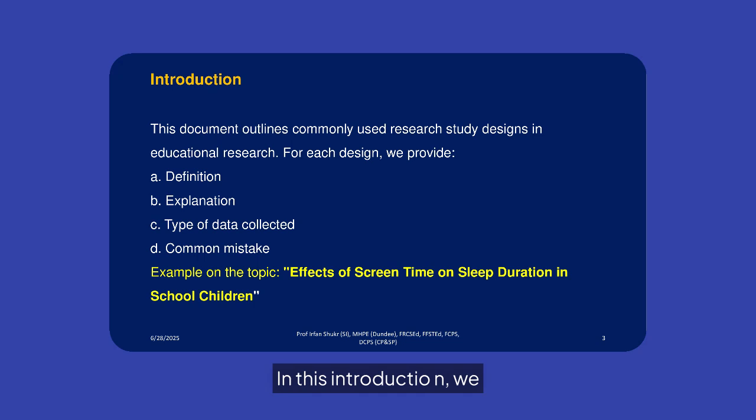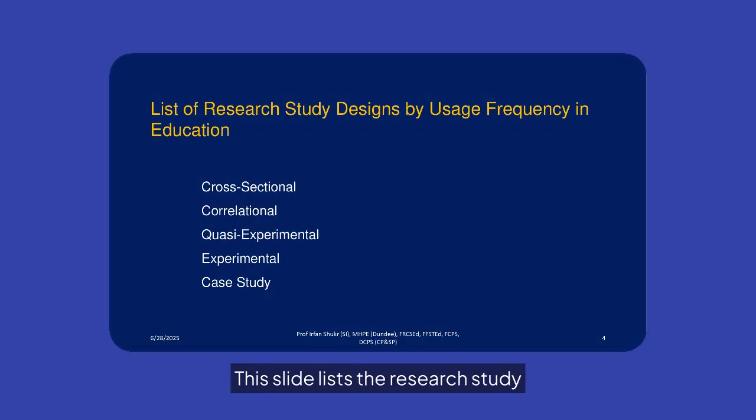In this introduction, we outline the focus of our document, commonly used research study designs in education. For each design, we will cover definitions, explanations, data types, and common mistakes, using the example of effects of screen time on sleep duration in school children. This slide lists the research study designs by their usage frequency in education: cross-sectional, correlational, quasi-experimental, experimental, and case study. Each design offers unique insights and applications in educational research.